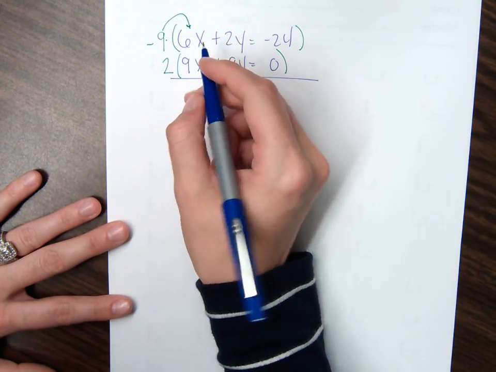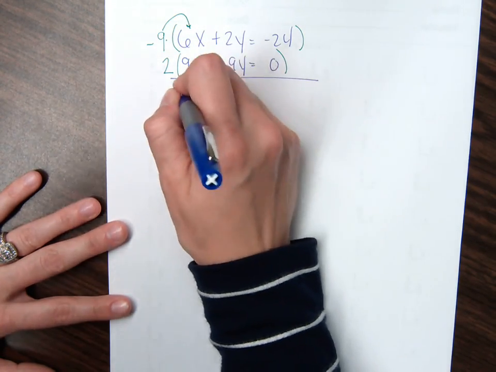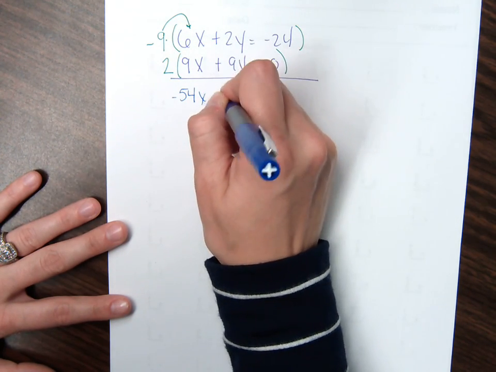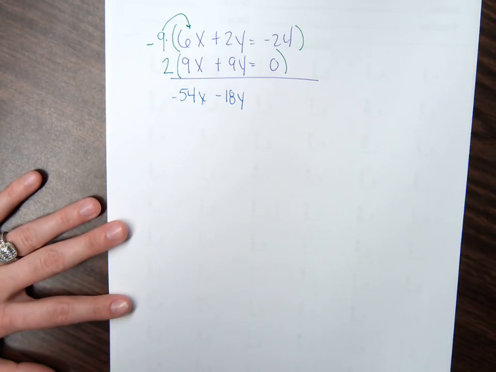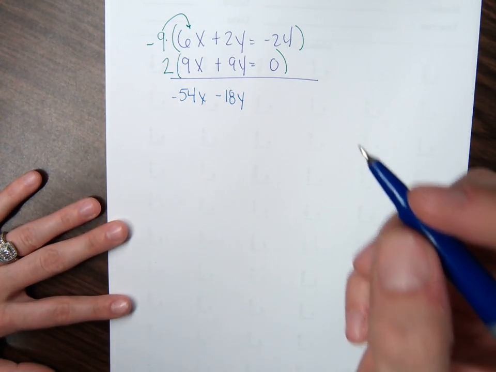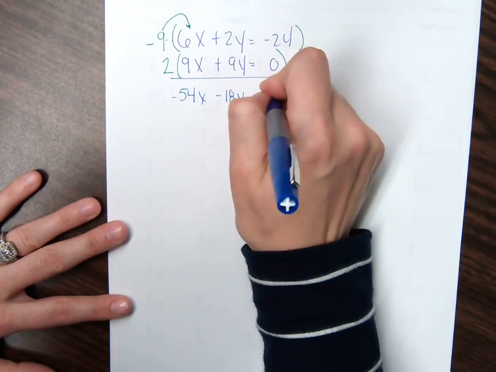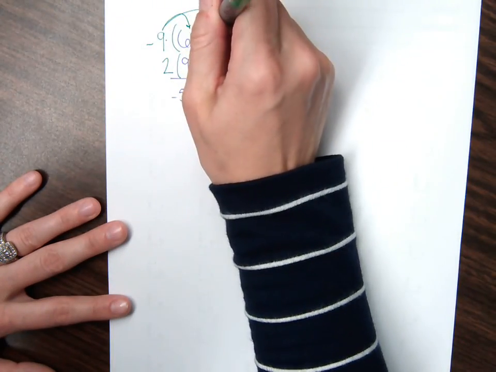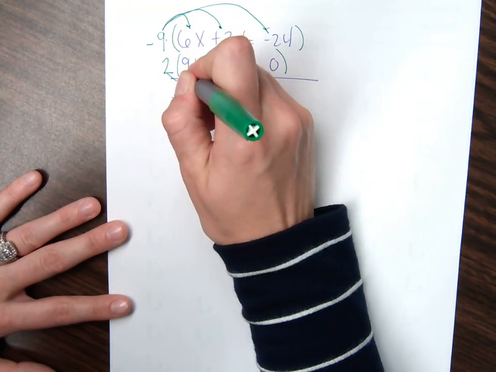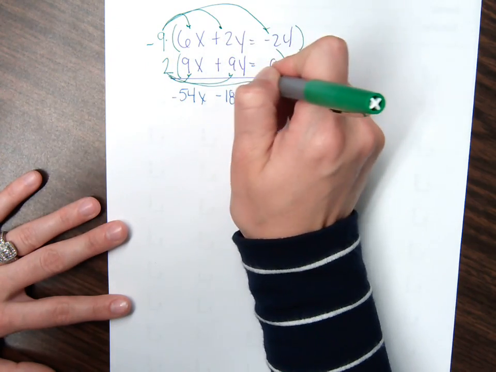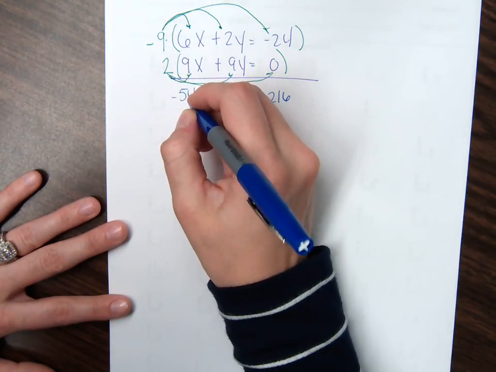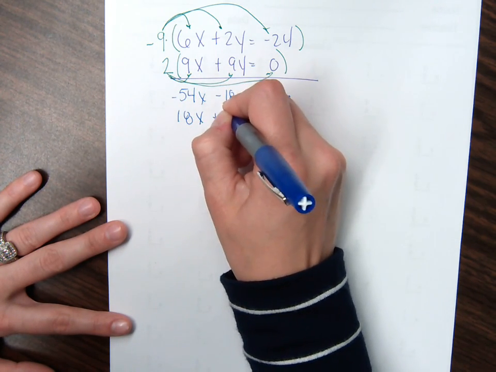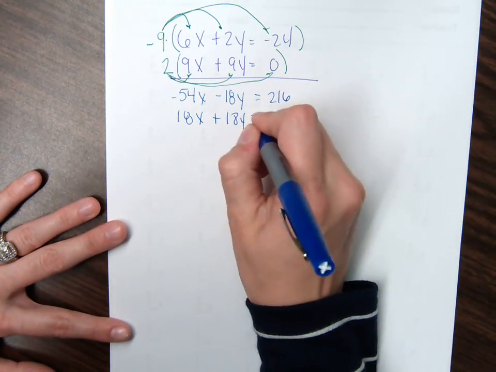Negative 9 times 6x is negative 54x. Negative 9 times positive 2y is negative 18y. And then negative 9 times negative 24 is positive 216. We do the same thing here. Oops, I didn't put my arrows everywhere. 2 times 9x, 2 times 9y, and we do 2 times 0. 2 times 9x is 18x. 2 times 9y is positive 18y. And then 2 times 0 is 0.